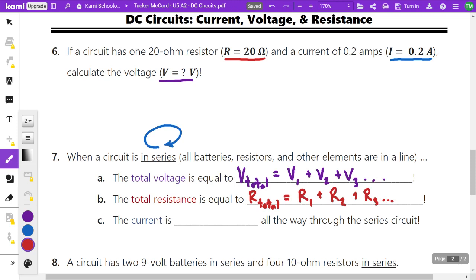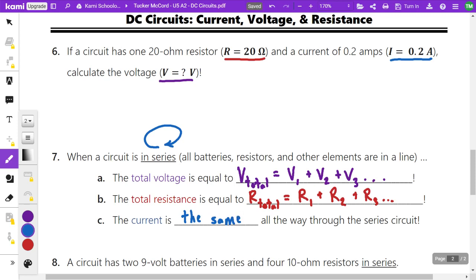And same goes for a lot of other electrical equipment that we might be trying to power. Now, what's nice is since the current is the result of your voltage and your resistance kind of fighting against each other, the current is going to be the same all the way through the series circuit. It's going to be equal all the way through. So I'm going to say the current is the same all the way through the series circuit.